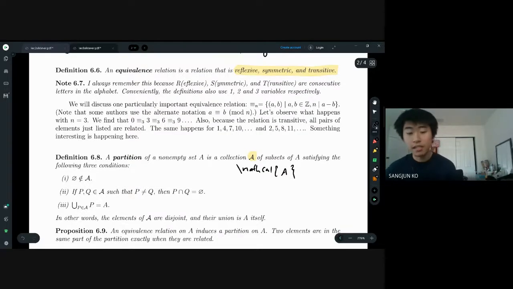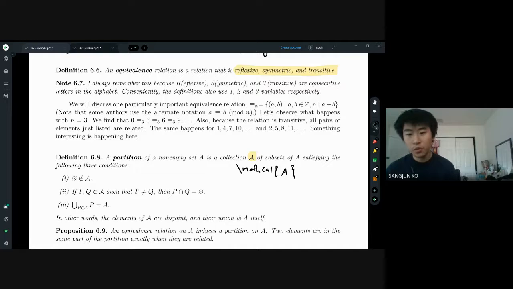The empty set is not in the partition. And if there are two sets P and Q in the collection that are not equal, they're different, then they must be disjoint. And the union of all sets in this collection must be equal to the whole set. Okay, does that make sense? Did this definition kind of make sense? Great.